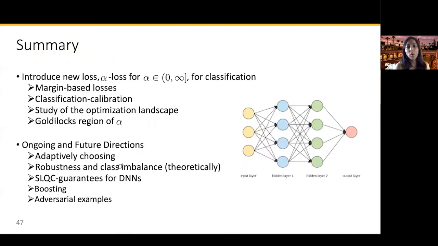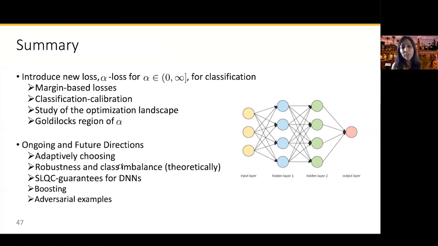All right, so in summary, we actually introduced a class of loss functions. We showed that they're classification calibrated. You can write them in a margin-based form. We use the theory of SLQC to give you some notion of optimization landscape for the logistic models. We also argued, both in theory and practice, that certainly alpha is a hyperparameter, but it doesn't need to be over a very large range. Right? We're looking at how to adaptively choose it. We can use Bayesian methods to do that. If you know something about the data, you can zoom in on which range to use.